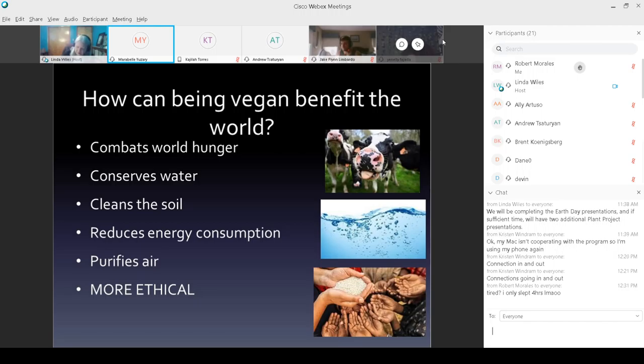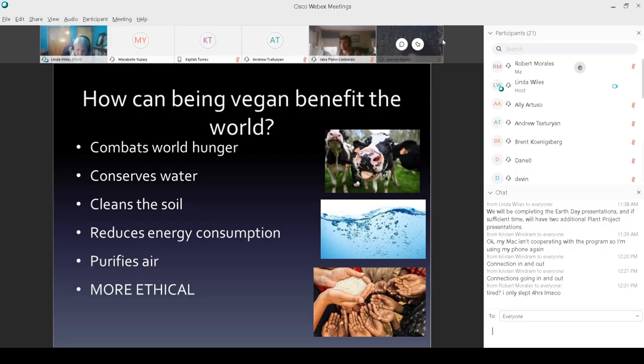So for the world, it's beneficial because it combats hunger. 70% of the grain grown in the US is used to feed livestock, whereas it could be used to feed hungry children. And 83% of farmland is set aside to raise animals rather than to grow crops. So 700 million tons of food could be used to feed people a year, whereas it's used to feed animals and other things that help the animal industry.